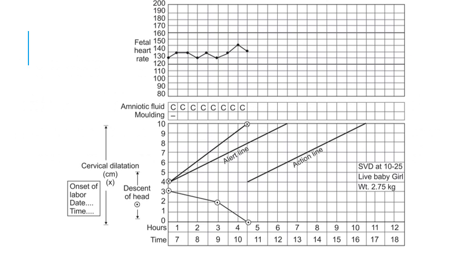So here we can see a partograph. At the top you can see plotting of the fetal heart rate, then amniotic fluid. It is C if the liquor is clear, M if it is meconium stained, and in case of intact membrane we write I. Then the presence of molding. Then here we plot the dilatation of the cervix, which is plotted with the symbol X, and descent of the head is plotted with the symbol dot. It is plotted against the duration.